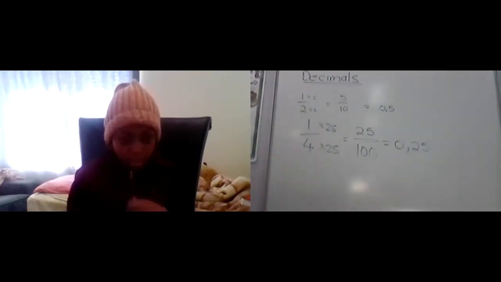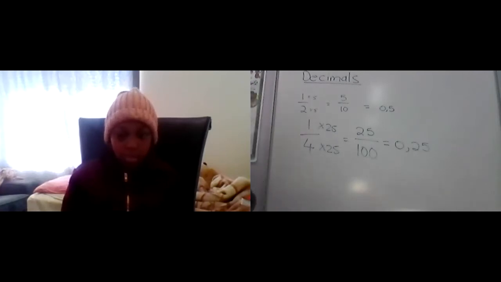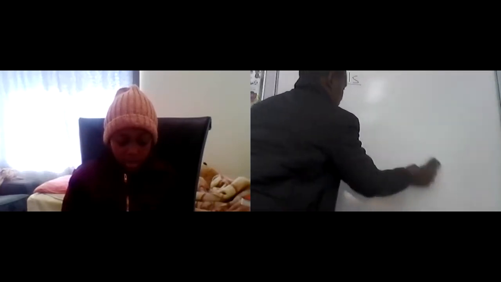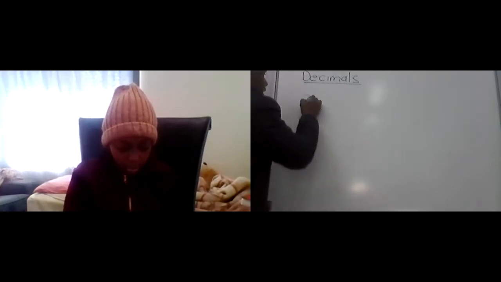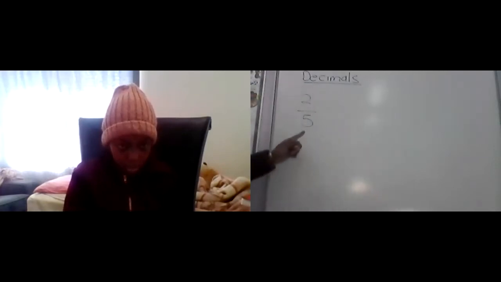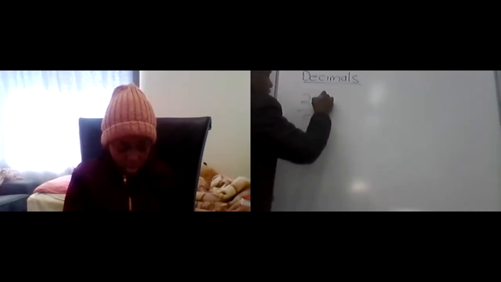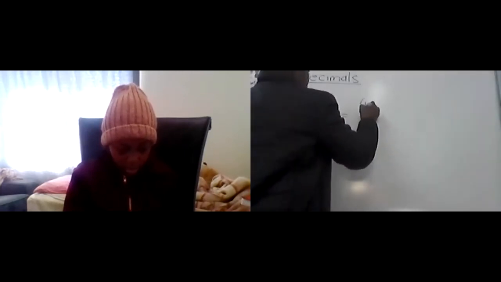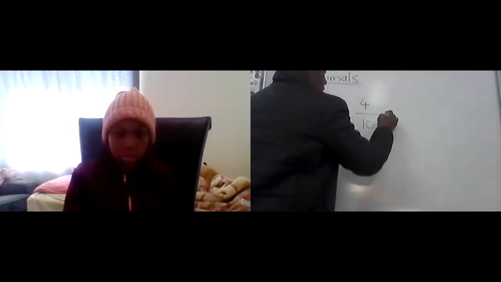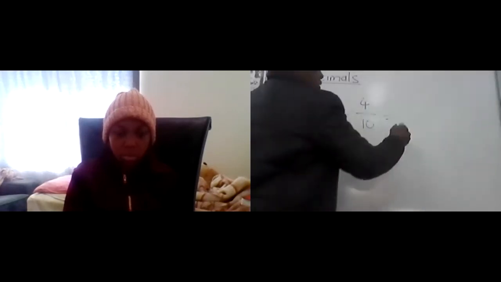Okay. Last example for you. If I have 2 over 5, how many 5s do I need? I can convert the denominator to 10 by multiplying 5 by 2. So that will be times 2, times 2. So this is equal to 4 over 10, which is equal to 0.4.